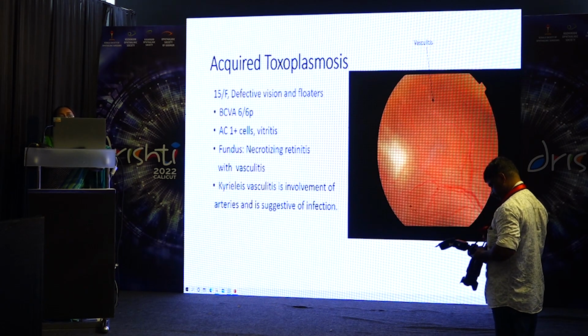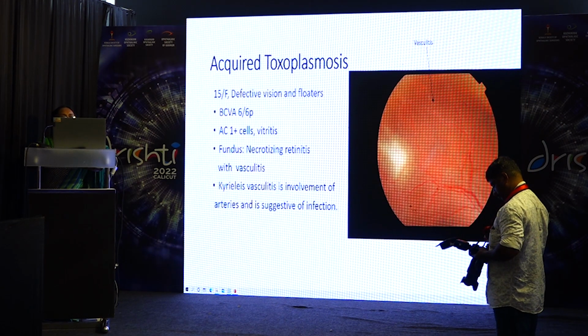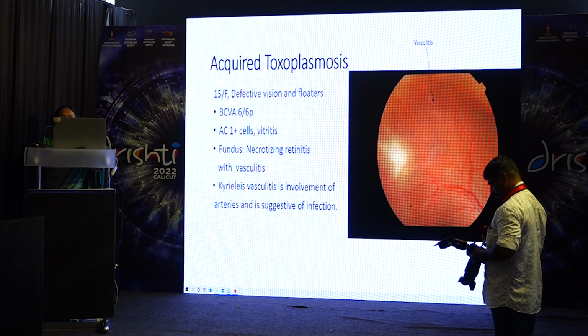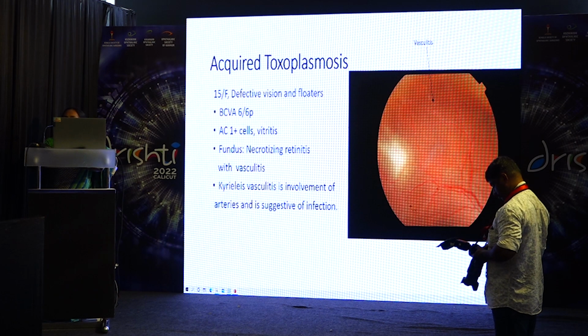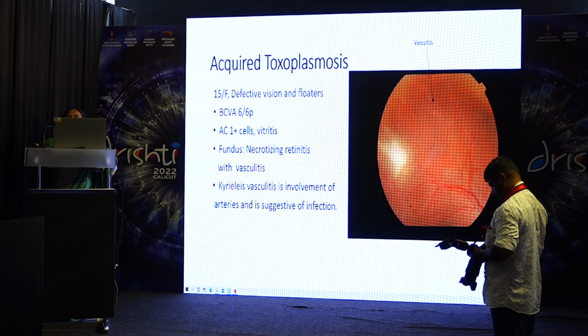This 15-year-old came to us with defective vision and floaters. She had 1+ AC cells, there was vitritis, and fundus showed necrotizing retinitis with vasculitis. Vitritis in toxo is often described as headlight in fog, but it is rare and it is not pathognomonic of ocular toxo. Vasculitis can be of 3 types in toxo.